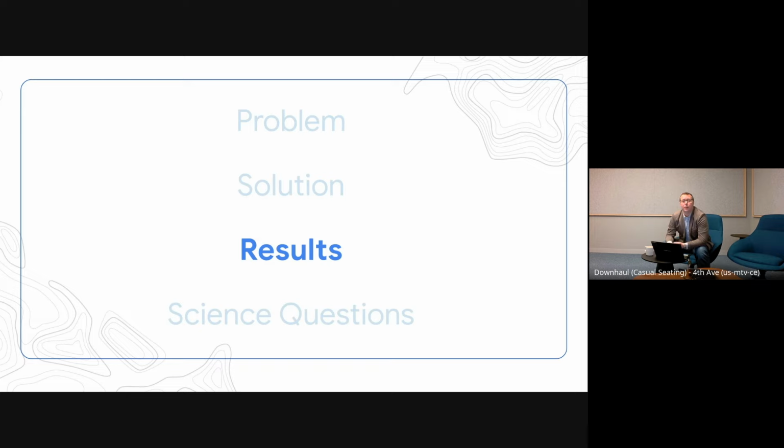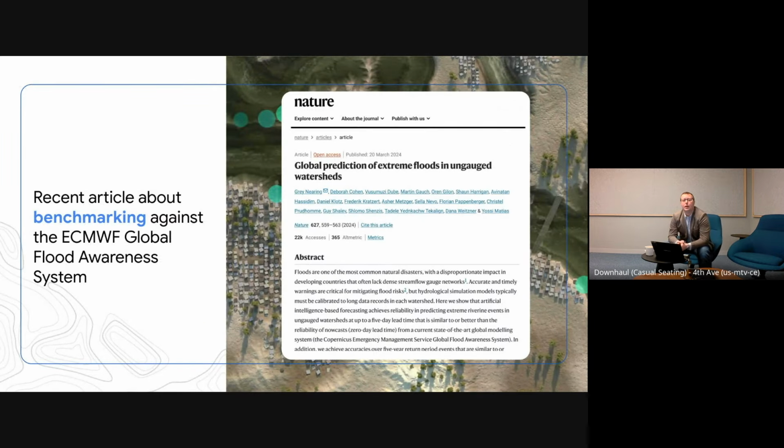Okay, so how well does the model do? What does it look like? Basically, what I'm going to tell you about over the next few slides comes from this paper we published in March in Nature, where we compared this model with the European Centre for Medium-Range Weather Forecasts' GloFAS system. So there are several ways that flood forecasts are currently made.